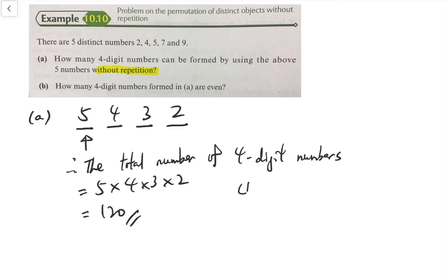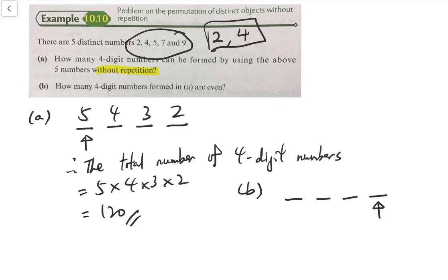Part B, we get a more complicated question. How many 4-digit numbers formed in A are even? So you can listen for skills. First, how to make a number even. Which digit will determine whether it is even or odd? I hope you know it is the unit digit. If it is an odd number, then it is odd, and if it is an even number, then it is even. Now within these 5 numbers, which of them are even? I hope that you should know: 2 and 4.